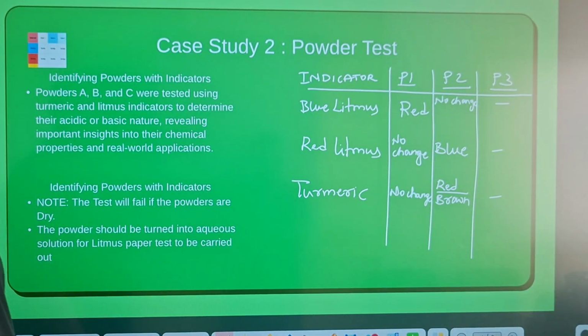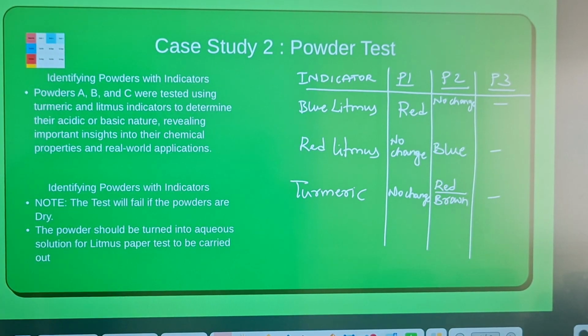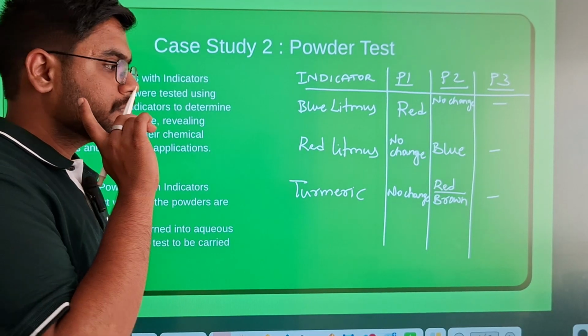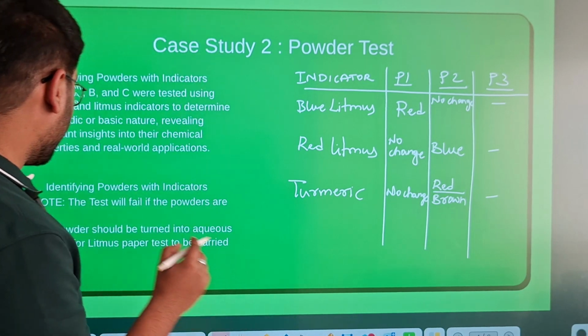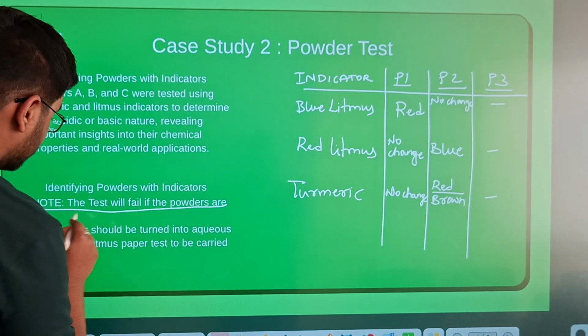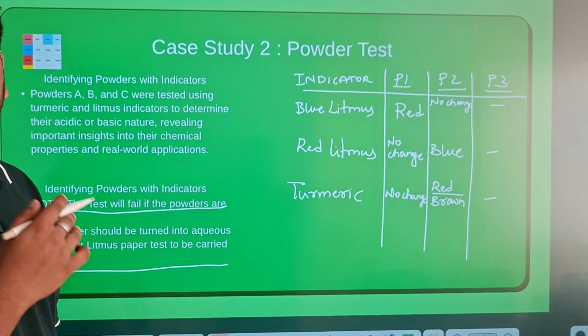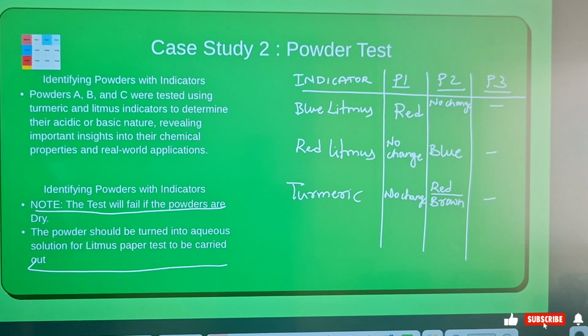Next, we'll take the powder test. This is a very crucial thing. Whenever three powders are given, you have to make sure that the powder is not dry. When the powder is dry, the litmus paper test will fail. You cannot apply any indicator to a dry powder because there are no ions present in a dry powder. It should be in aqueous solution form.